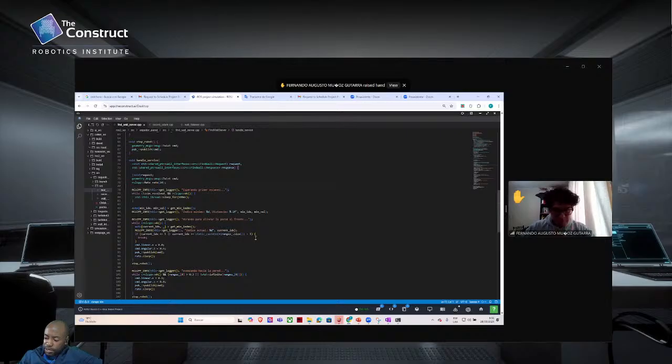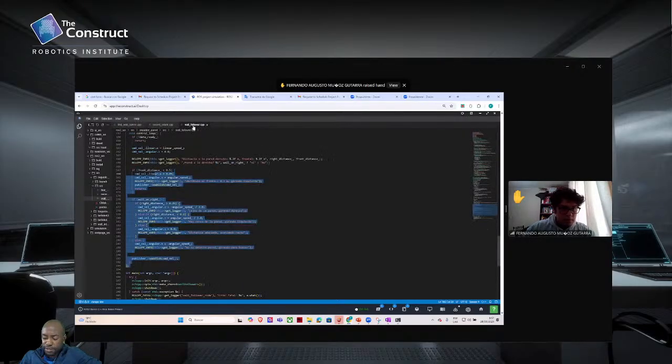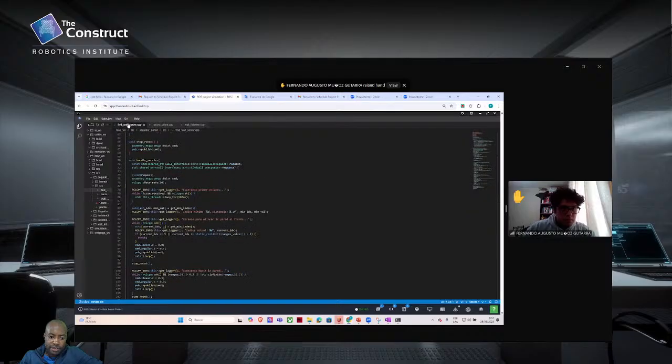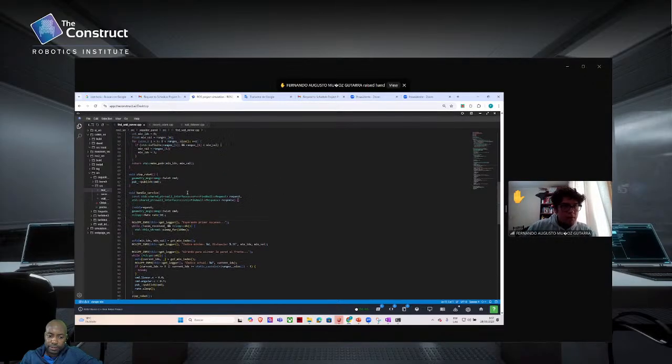Can you explain why did you choose to use a service for your wall finder? Why did you choose to use a service instead of maybe an action or a message, for example, topics? Why did you choose to use services there? In the find wall.